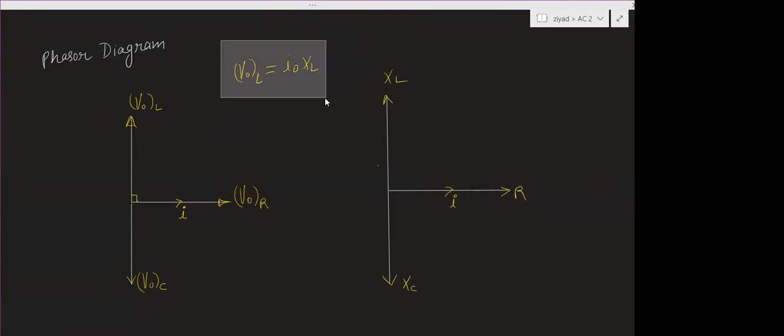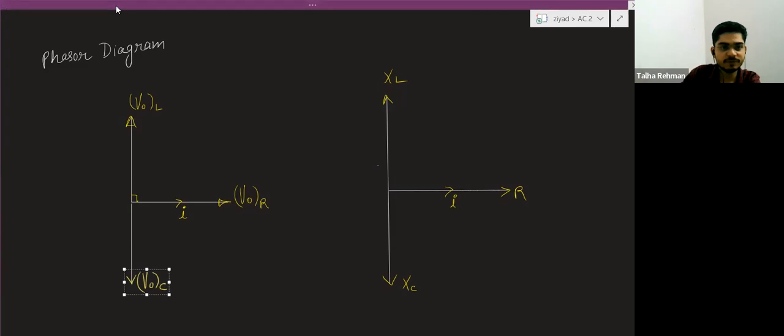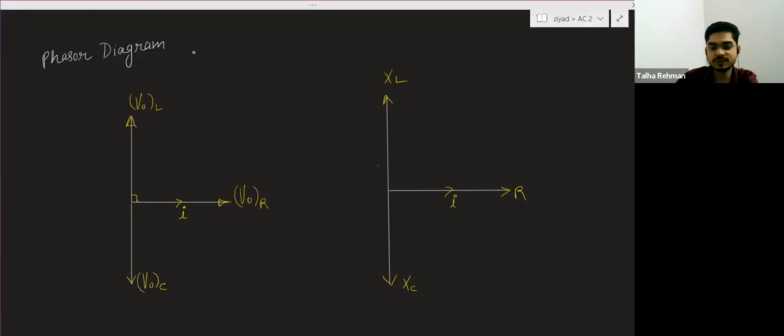So this will be another diagram. Now one by one. You can just imagine this as two vectors acting in opposite direction. So one by one we will take the cases.